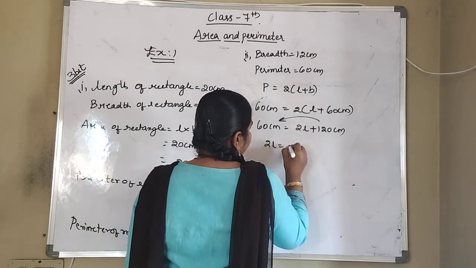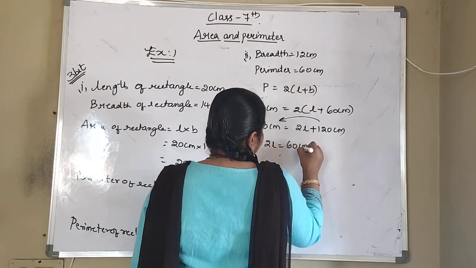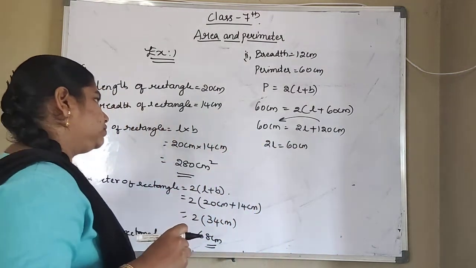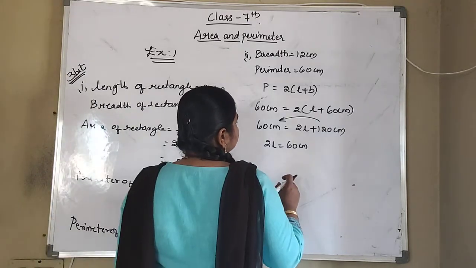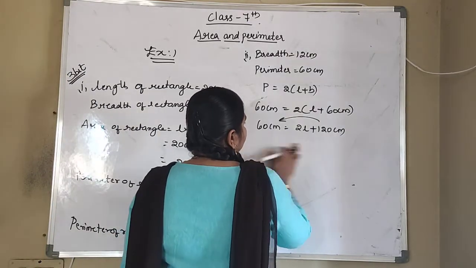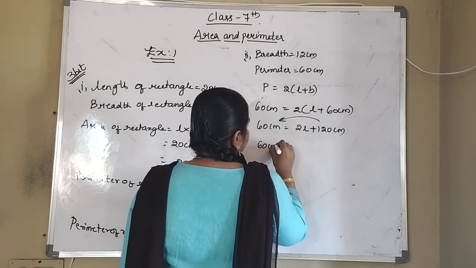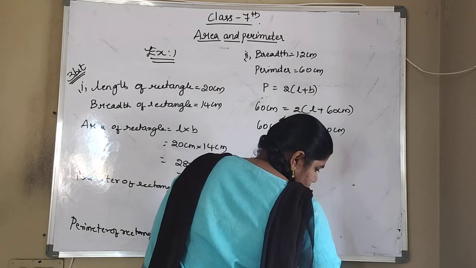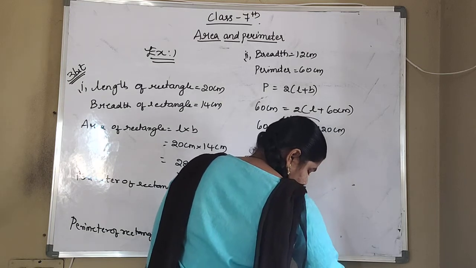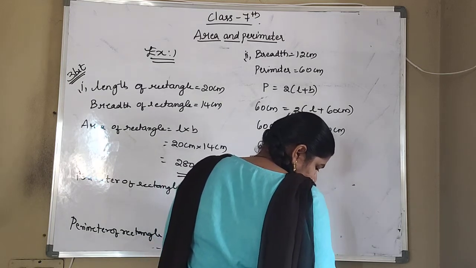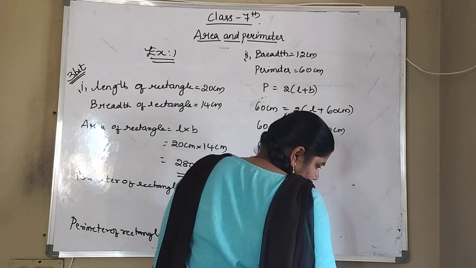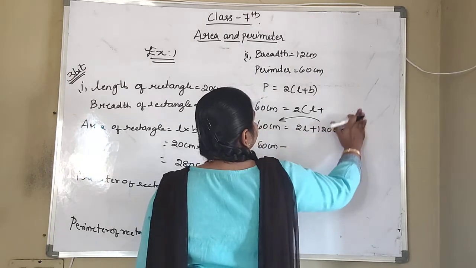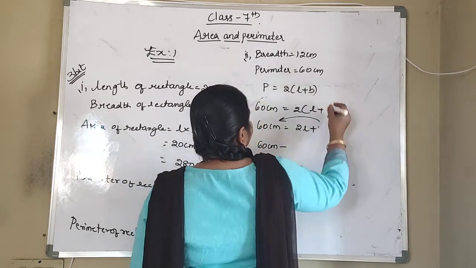Now I am transposing this 24 to the other side, that plus will become minus. So 2L is equals to 60 centimeters minus 24. Sorry, here the breadth value is 12.